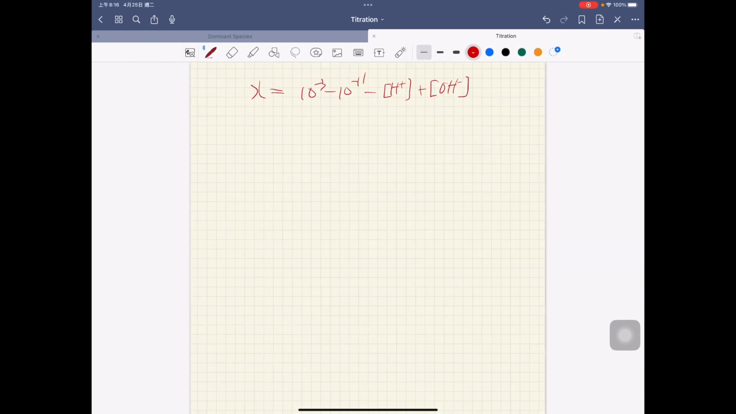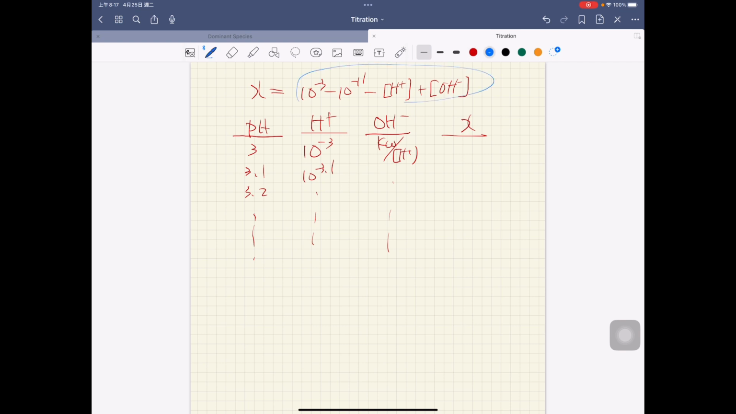So now, you can go to Excel, and then you have one column with pH 3, 3.1, 3.2, etc. And then you can have H plus, so that would be 10 to minus 3, 10 to minus 3.1, etc. And then you have OH, that would be KW divided by H plus, right? And then you can find X here. Just put this equation here, okay? Then you find the relationship between the pH and the X.